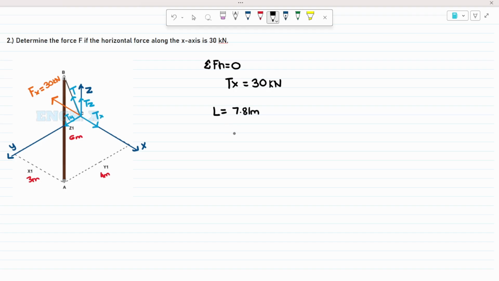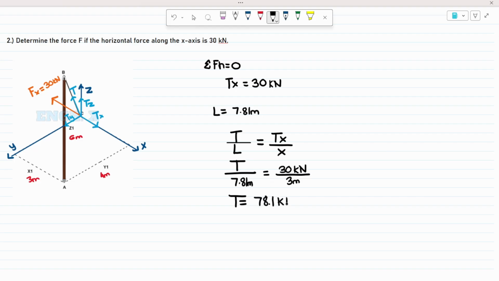So, T all over L is equal to Tx all over X. With this, we can substitute the values. T over 7.81 meters equal to Tx. Tx is 30 kilonewtons all over 3 meters. We can solve for T. This is equal to 78.1 kilonewtons. This is our final answer.